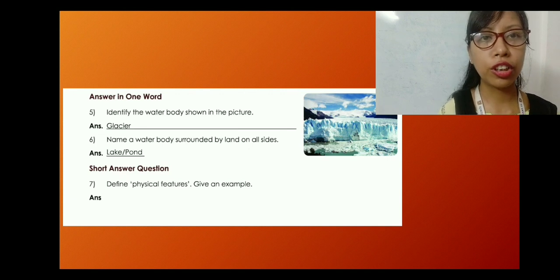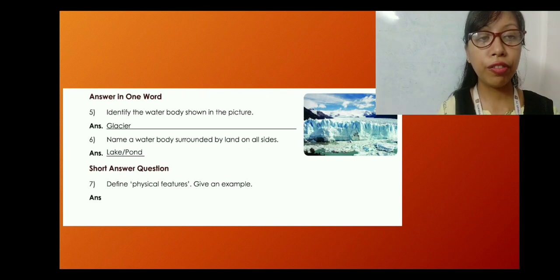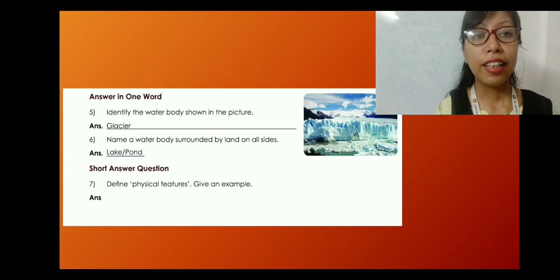Identify the water body shown in the picture. As you can see in the picture, this is a large river of ice, right? So what is it called? It is called glacier. Glacier is a large moving river of ice.